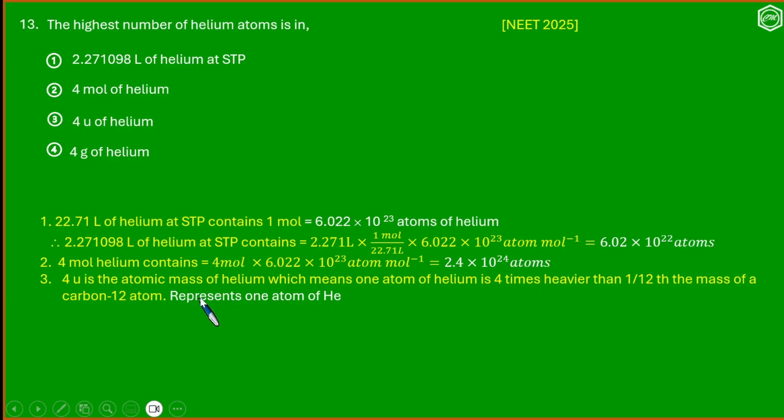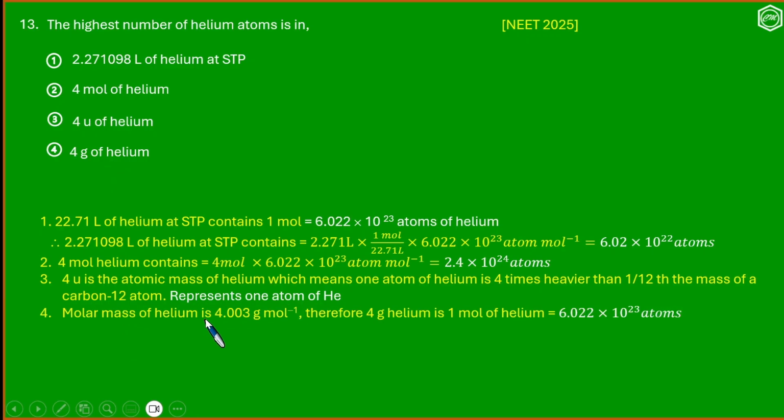We can consider it as representing one atom of helium. Fourth option, molar mass of helium is 4.003 gram per mole. Therefore, 4 gram helium is 1 mole of helium, and that equals 6.022 into 10 raised to 23 atoms. So among these, the highest number of atoms is option 2, that is 4 mole of helium, 2.4 into 10 raised to 24 atoms. So option 2 is the correct answer.